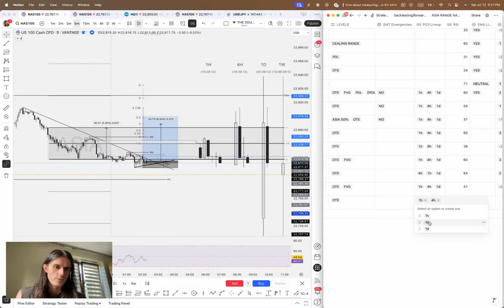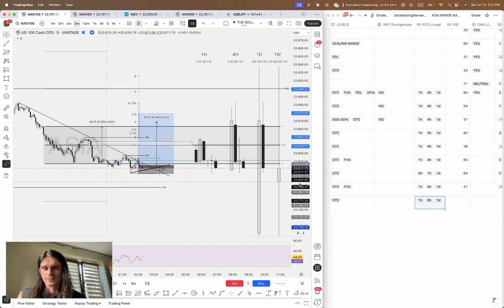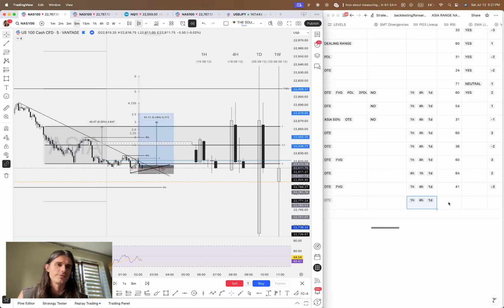So then we have 1 hour, 4 hour. So PO3 line up. I'm just looking for these 3 candles to line up together. Of course, the wick is ranging, but this is actually the best case scenario for the ICT type of trading.